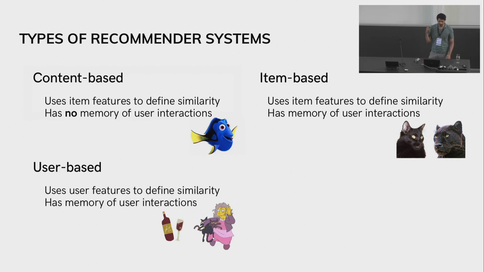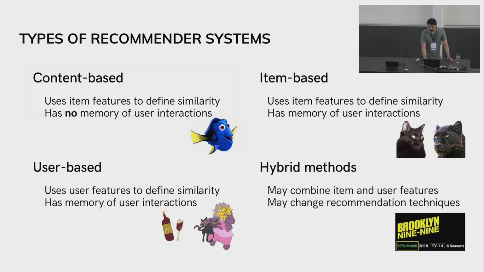Also, there are, for instance, user-based recommender systems that use the features of the user to define a notion of similarity, and it does have a memory of the interactions. For instance, in this example, I said that maybe the system can use the number of cats of a given user as a proxy for how much they like wine. But as you may notice, this can feed back on prejudices. So we also don't want that.